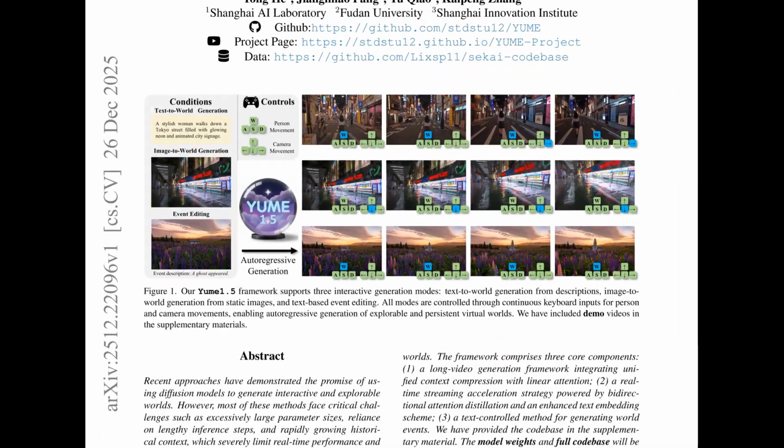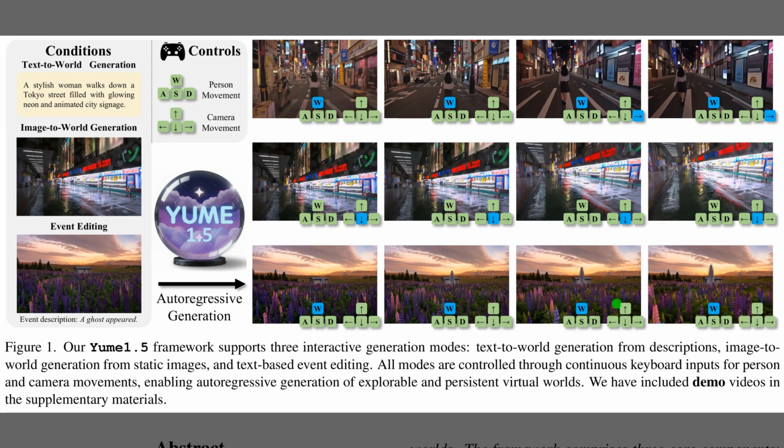Figure 1 makes the promise concrete, because it shows Yume 1.5 behaving like a playable world rather than a one-off video. This figure lays out the full interactive demo panel, where a text prompt, a starting image, or an event edit all feed an autoregressive generator, meaning the next frames are produced step by step as you move. The left column lists the 3 modes. The right side shows example rollouts with keyboard controls overlaid for person and camera motion.